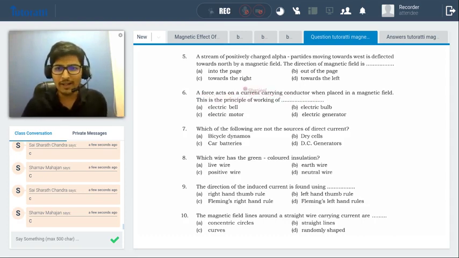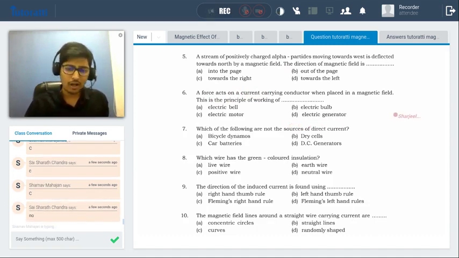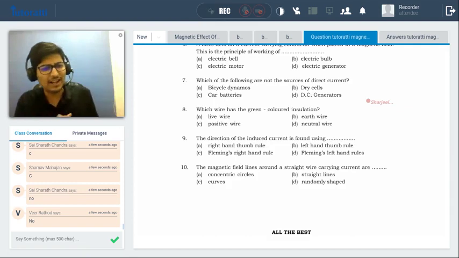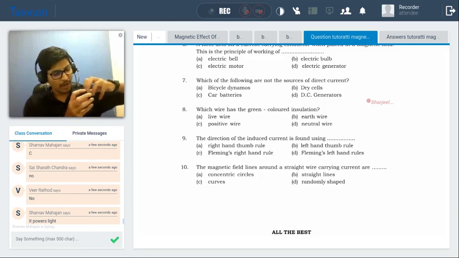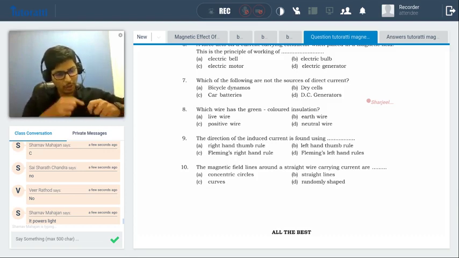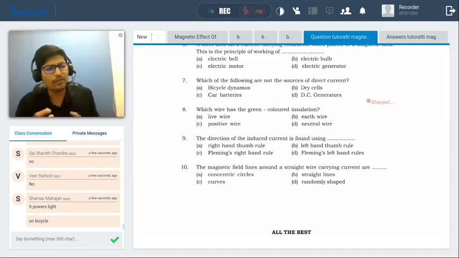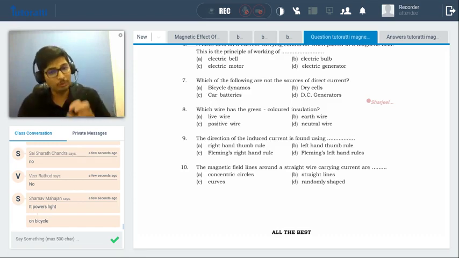Bicycle dynamo. Do you know what a bicycle dynamo is? Any idea, anyone? Not now. It's not a very commonly used thing these days. It's a small little generator that was placed on bicycles in olden times when there were not enough street lights and stuff like that. It was kept near the rear wheel or the front wheel. As the wheel rotates, the turbine rotates, and it produces a very small amount of electric current that is connected to the headlight. The faster you go, the brighter the light would be, because more electric current is produced. So in this case, that is the answer.